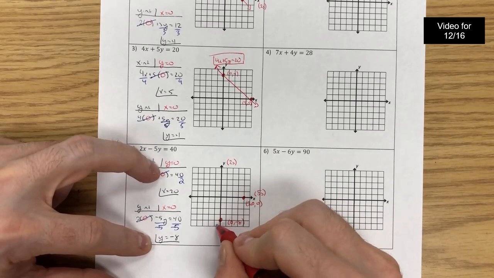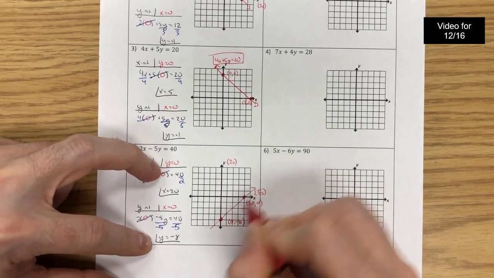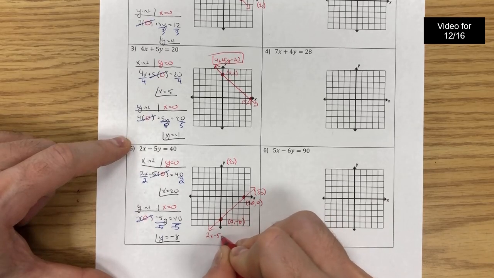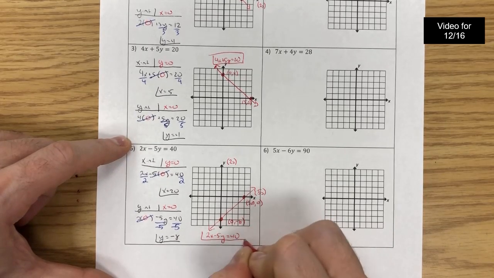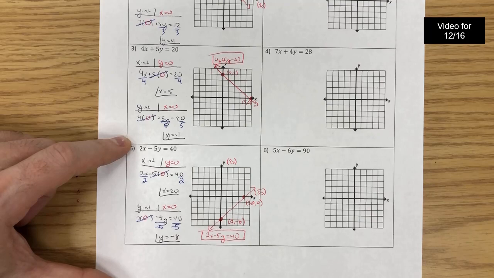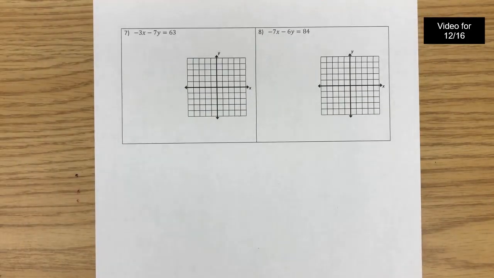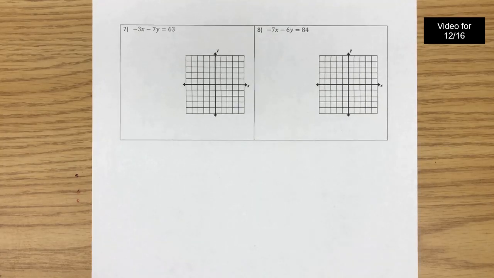I'm going to connect those two with a straight line, draw arrows on my end for continuity, and I'm going to label one side or the other. So 2x minus 5y is 40. Boom. There we go. And so what I want you to try is this last one. Go ahead and pause the video, try out the question, unpause it when you're done, and see how you did.